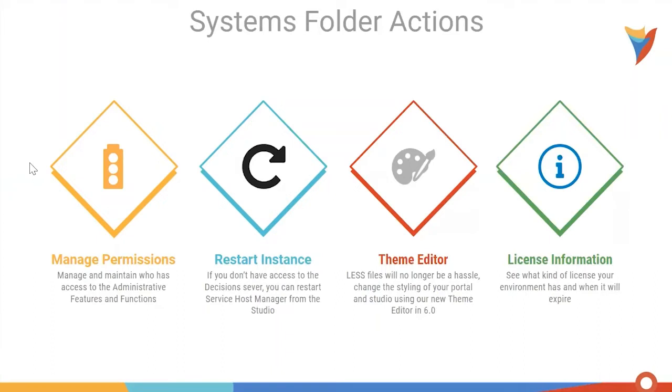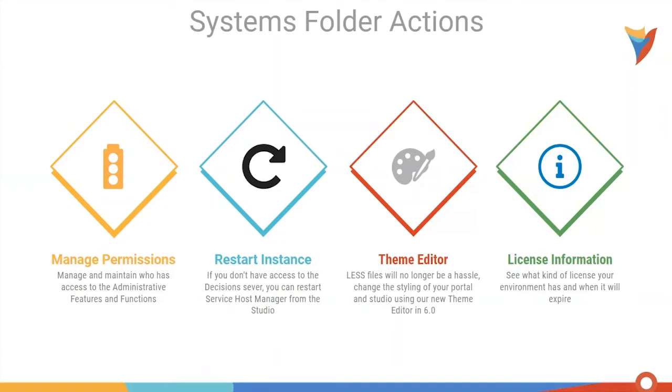So we also have theme editor, where now dealing with the less files will be much easier. So in case you want to change the look and feel of the status bar, instead of orange color, you would like to have it a different color, you can actually change the theme under the theme editor. So license information is actually where you can see what license is currently issued under your name, under your instance.